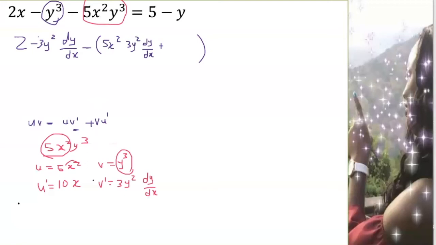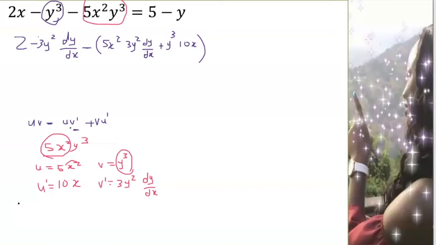Then what is my v? V is y cubed, so I'm going to go ahead and write my y cubed. And then what is u prime? U prime is 10x, so I'll have my 10x here. So differentiating this, you have to use product rule. If it was a fraction, then we would have to use quotient rule.